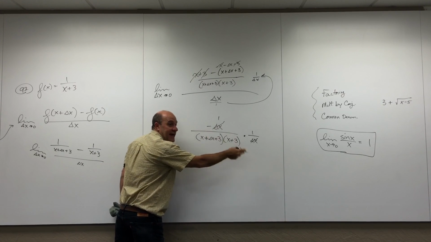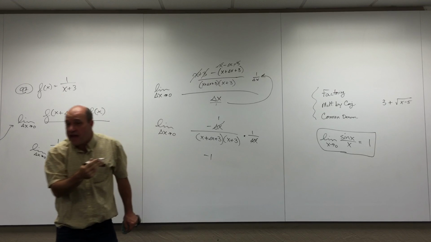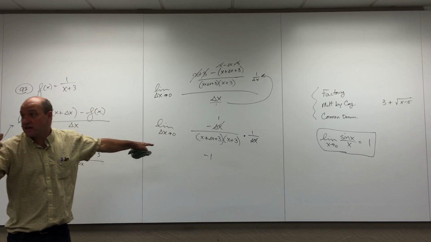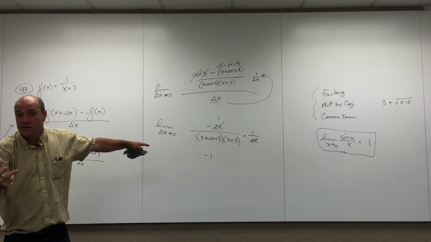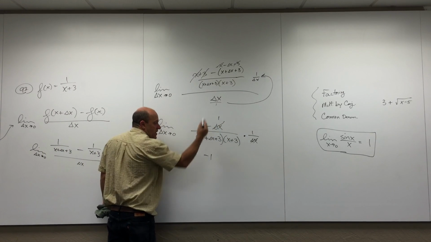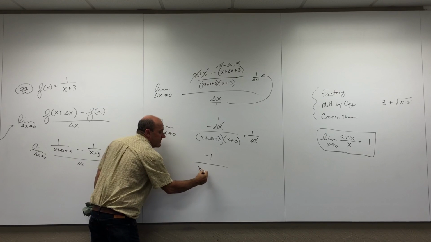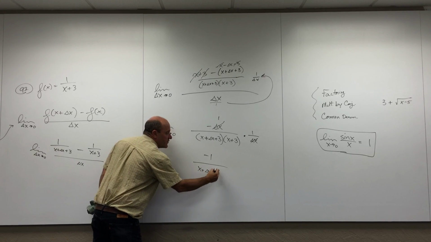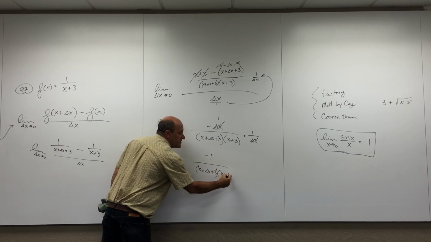That was the key. I had to get that delta x to cancel. That delta x is what's going to 0. That delta x is giving me the 0 over 0. Now it's fixed. I canceled the delta x's. It's done. I've got this. This is sort of my answer.